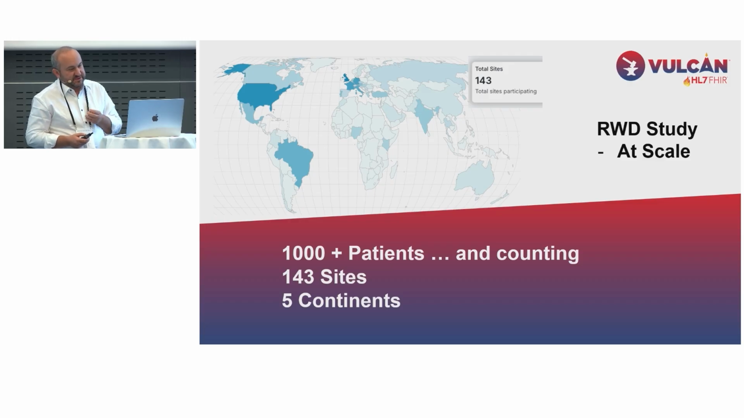We've recruited 1,000 patients right now and counting, so it's 143 sites in over 5 continents. On this scale, you really need a multimodal approach for gathering and ingesting data. What's really fascinating about this is that it's not only an RWD project, but it's RWD at scale. And I think the only proof that you can actually deploy RWD is that you can do it consistently at scale.